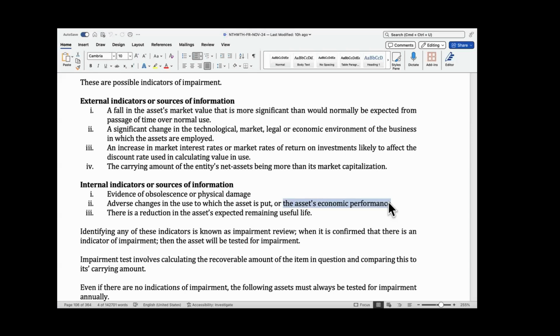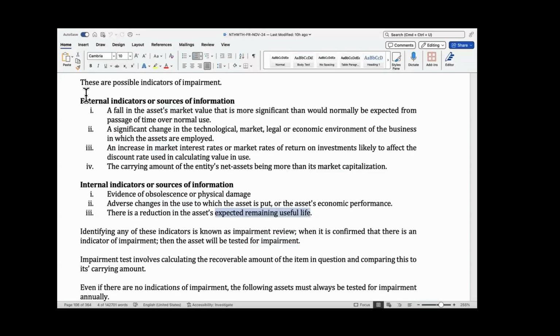An asset that you were using sparingly before, but now its use has increased. Even though it might generate more benefit to you, it's an indicator, because when you're overusing it, that could be an indicator too. So either an adverse change in the use or in the asset's economic performance, either of them can trigger an impairment loss test. Then another one is when there is a reduction in the remaining life of an asset, that is also an indicator of impairment loss.